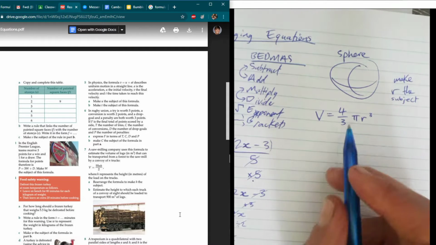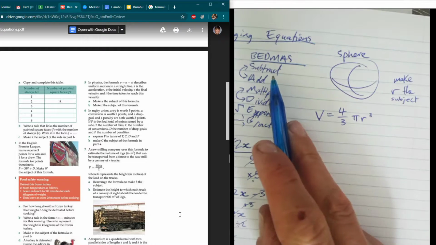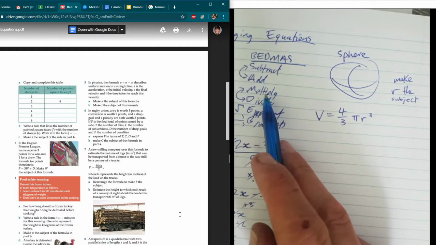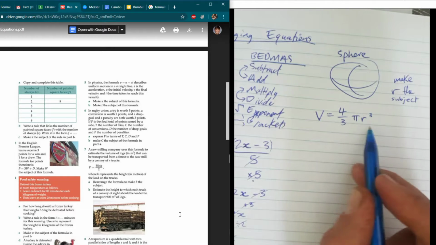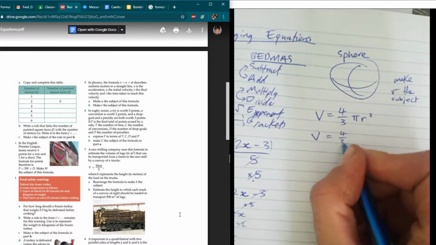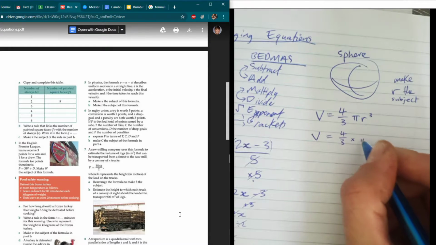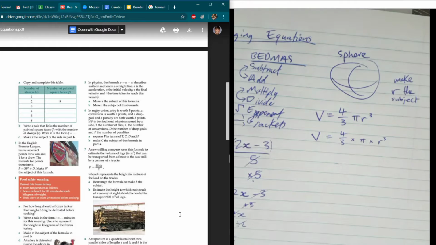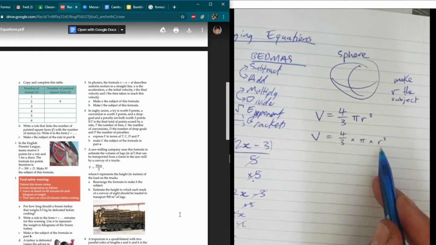Have we got any subtraction? No. Have we got addition? No. Have we got multiplication? Yes. All of these things are all being multiplied. We've actually got v equals 4 over 3 times pi times r cubed. So we're trying to isolate r here.